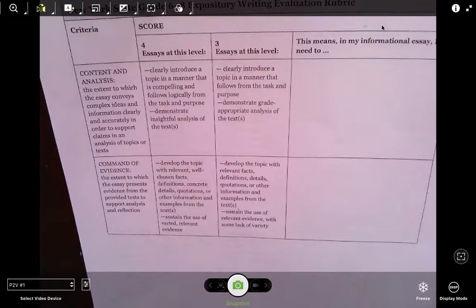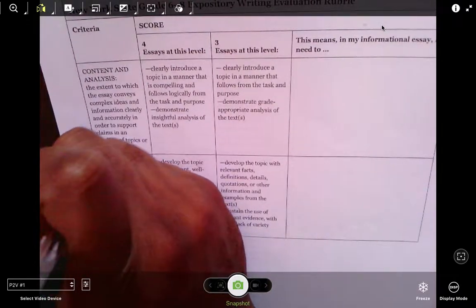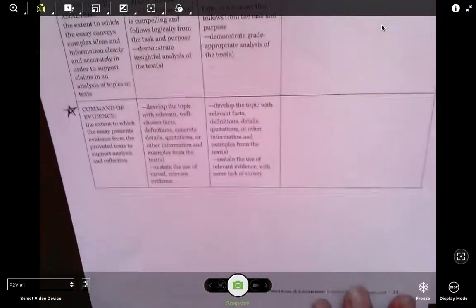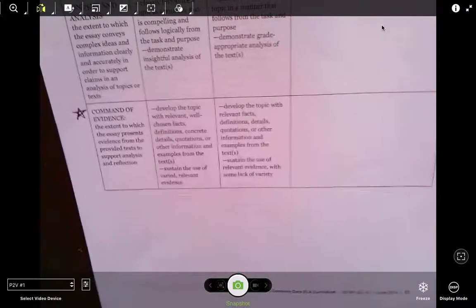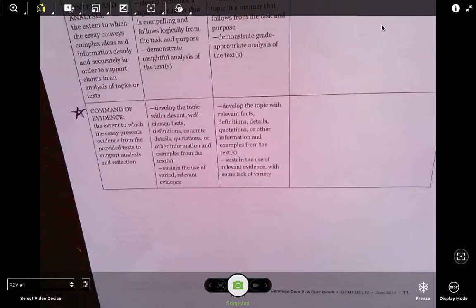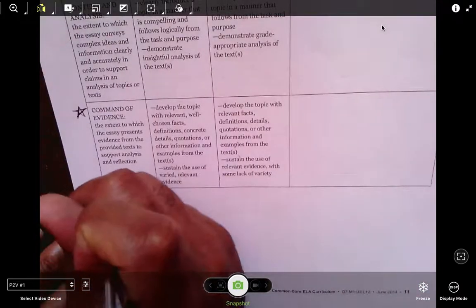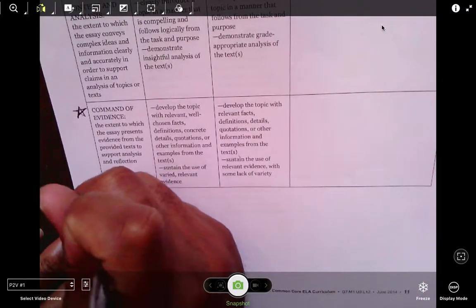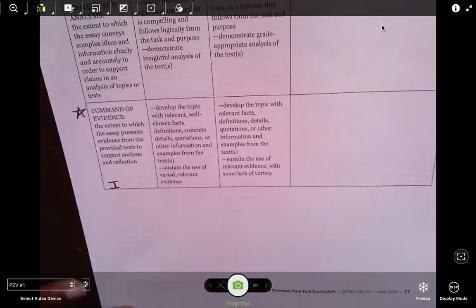Now we want to look at command of evidence. And then there's a second one we're going to look at too, but let's focus on this one first. So, command of evidence, the extent to which the essay presents evidence from the provided text to support analysis and reflection. So, if we think about POW TIDE, this is definitely going to be the I portion as far as the important evidence is concerned.